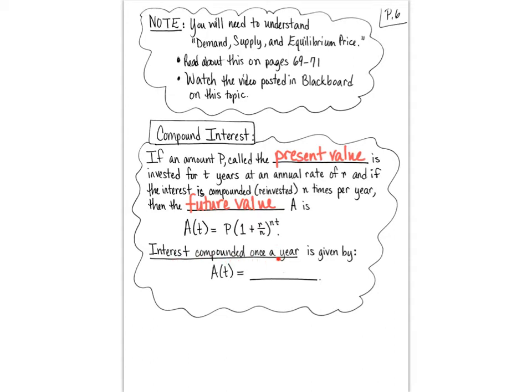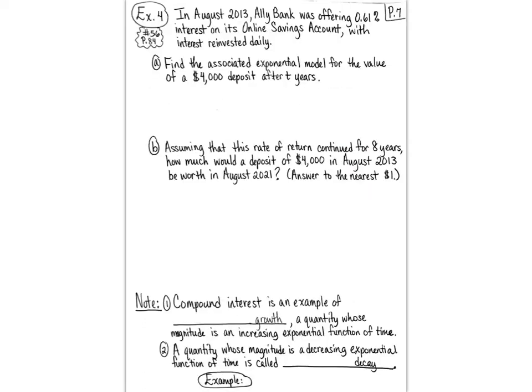The interest compounded once a year is given by the following equation. Remember, the n represents the times per year. If it's compounded once a year, then we substitute n equals 1 into this equation. So A of t should be equal to P times the quantity 1 plus R raised to the t, because remember n is 1. So R would be divided by 1, which is just R, and n times t, with n being 1, just gives us t.